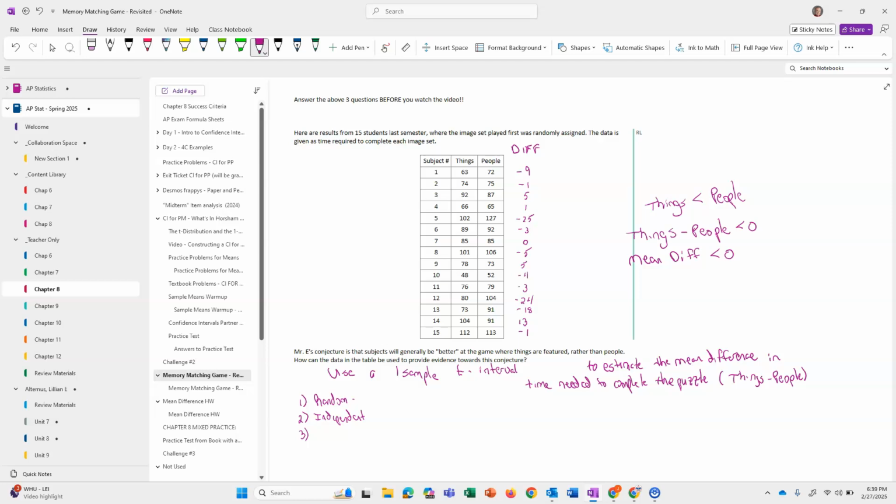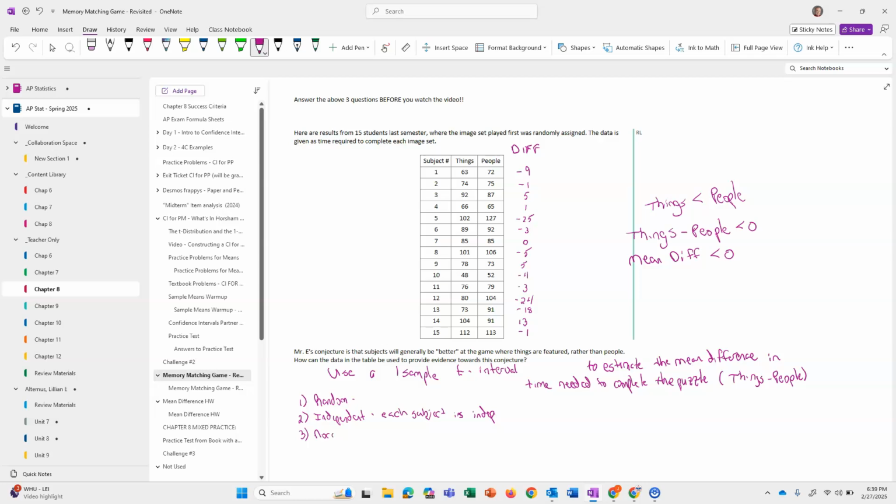Now, we need to be careful here. This is not a sampling. I didn't randomly choose these 15 people. So I can't say it's safe to say there's more than 150. I can't use that here because I'm not choosing these people. Instead, I need to say each subject is independent of the others. So make sure you note that. Each subject is independent.